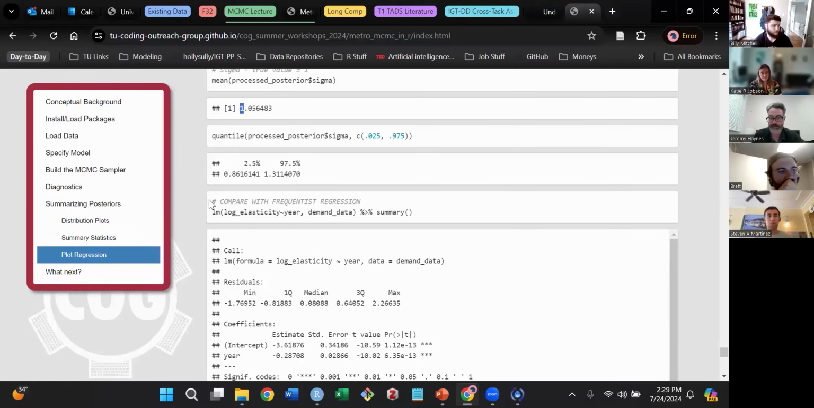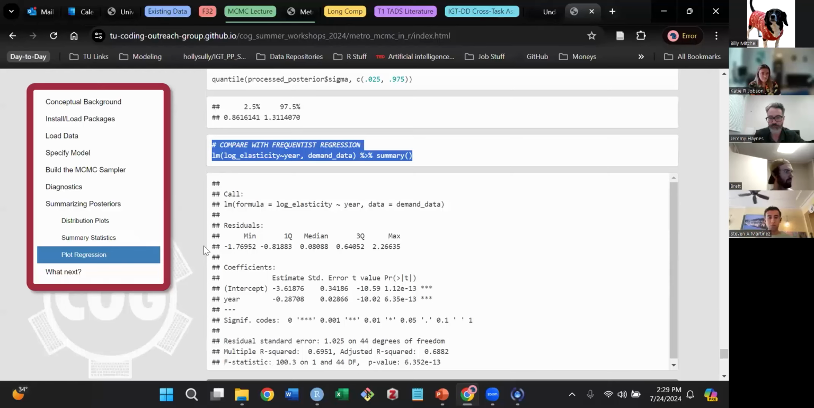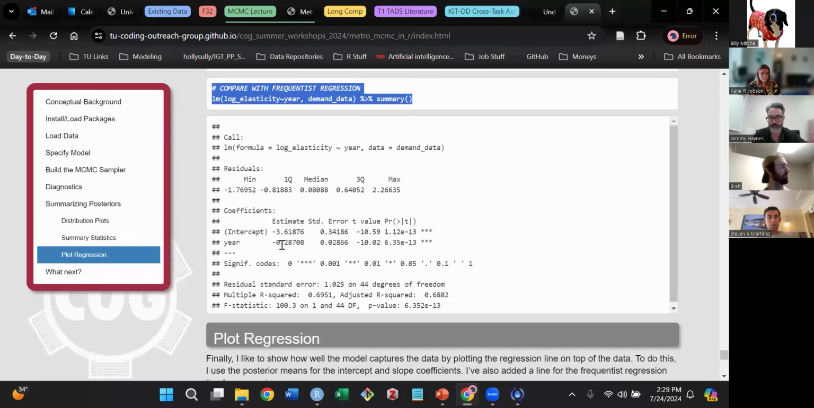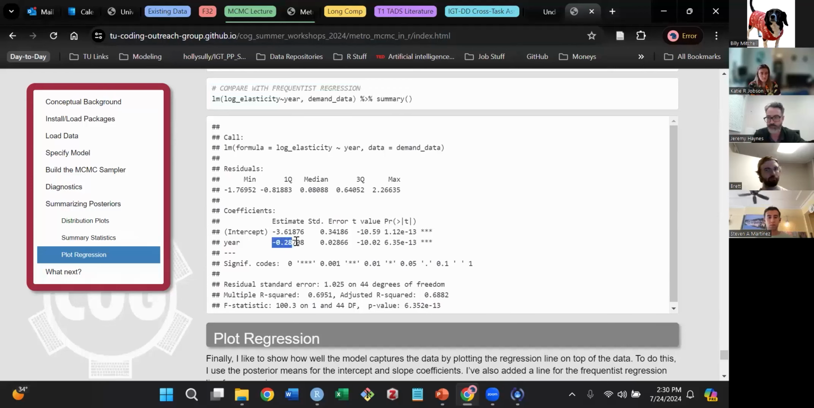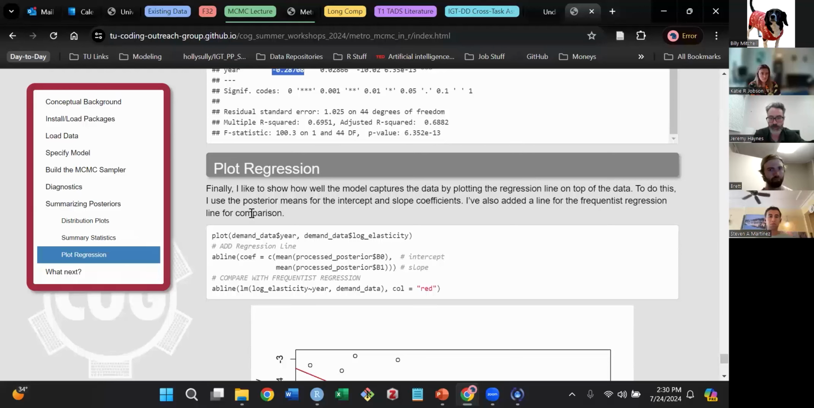We can compare these to the frequentist regression. I have a plot of the frequentist regression that shows this a little bit better. But basically, our Bayesian estimates are very close to the frequentist estimates. And that, oh yeah, that's here.